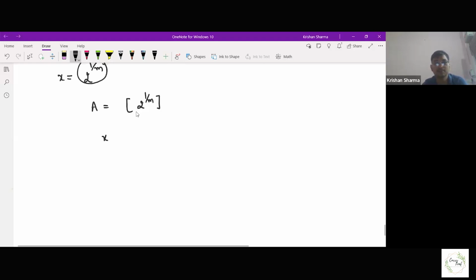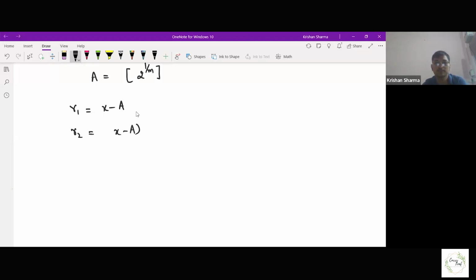So I'm considering x minus a. Okay, x is nothing but 2 raised to power 1 by n. So our R1 is x minus a, and R2 is equal to x minus a whole square. So that calculation is easy. That's why I use the x term. And there is also another reason for that. We will come to that. So x square plus a square minus 2ax.